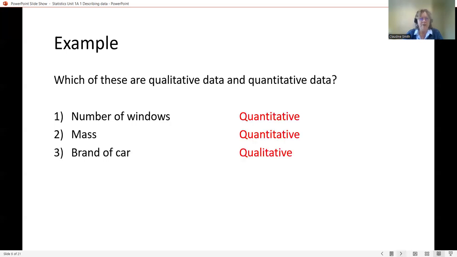So number of windows is quantitative. It's numerical. You count the number of windows. Mass is quantitative. You measure the mass and get a numerical value. Brand of car is qualitative.